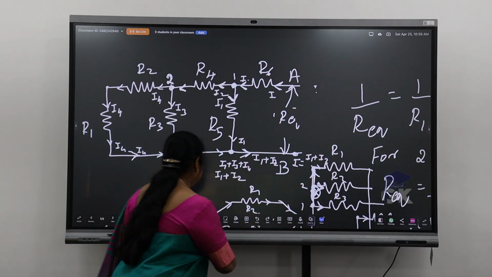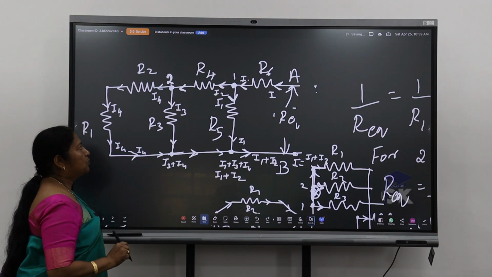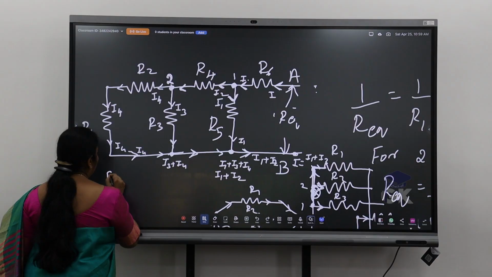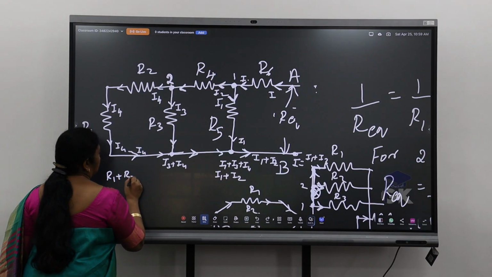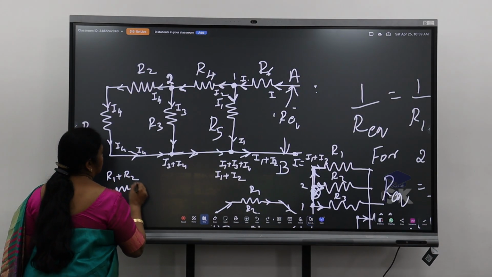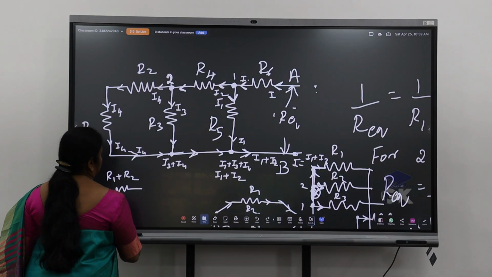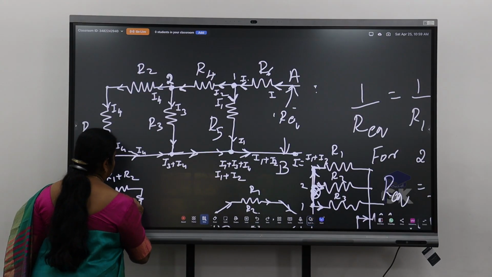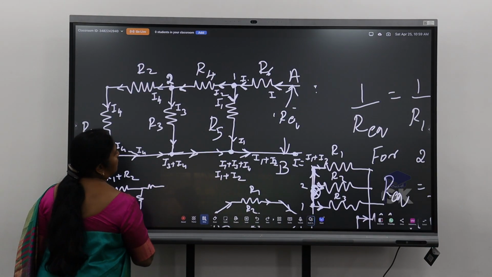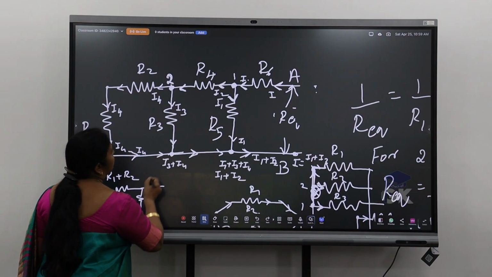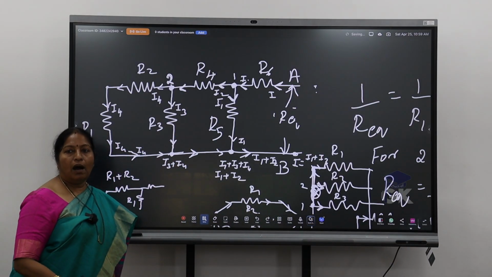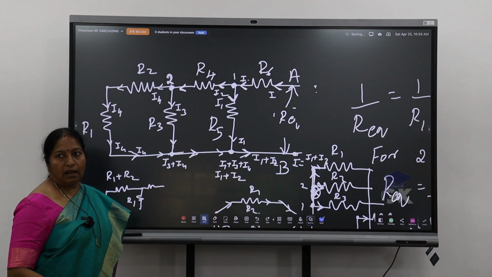How will you find this now? You need to find out, isn't it? First what will you do? Same way here, we already did. What is that? R1 plus R2. Correct? They are in series, so I'll just put it like this. Let me reduce it as much as possible. So let me take R3 as it is. And what is this combination? R4 parallel with R5. What do you do for a parallel combination? R4 R5 divided by R4 plus R5.